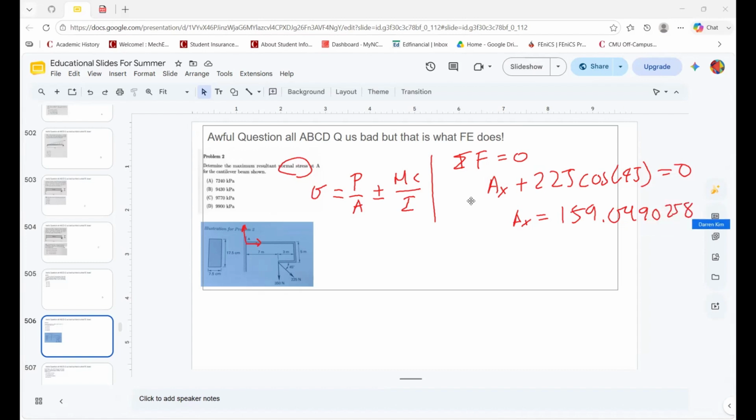159.0990258 is our newtons. So that's the x direction. Now, we don't need a shear. We need what we call the moment now. So we can do a summation of moments, and we can do a summation of moments on A equal 0.